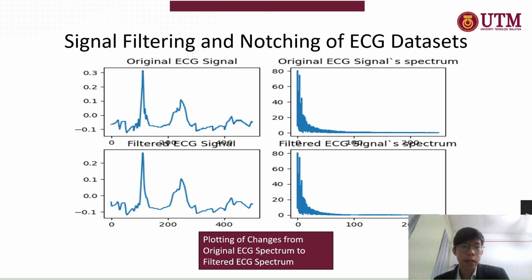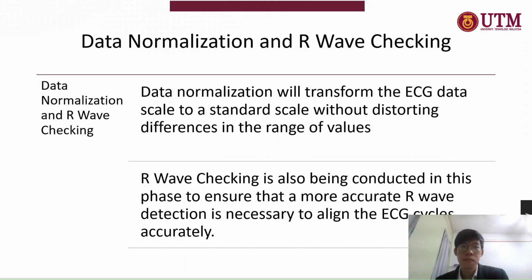Hence, this diagram clearly shows the difference between the original ECG signal and the filtered ECG signal. It shows that the signal has been attenuated to ensure that the artificial intelligence algorithm can clearly identify and classify all the ECG signals with ease.